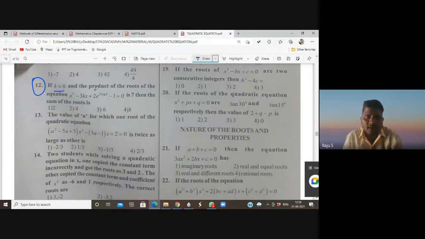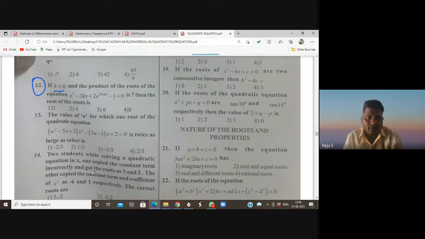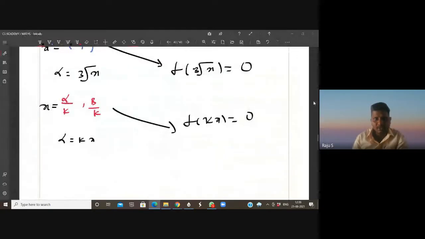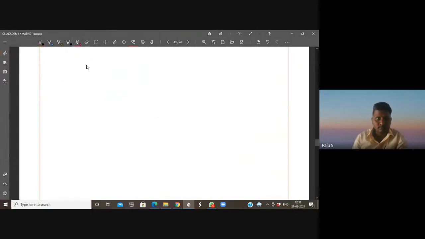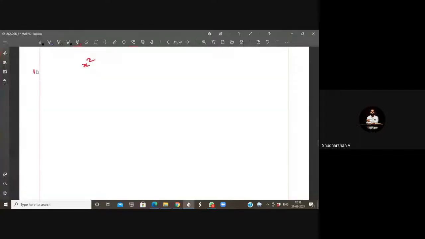K greater than 0. The product of the roots of the equation is 7. The sum of the roots. Okay, can anyone tell what is the given quadratic equation? X square minus 3kx plus 2 e power 2 log k minus 1 is equal to 0.